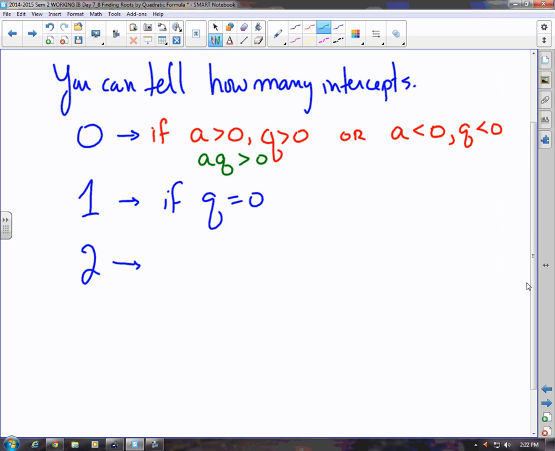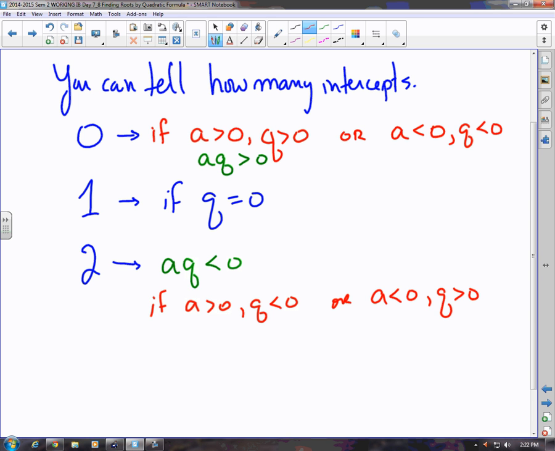All right. So how do we know then if there are going to be 2? Well, basically it's going to be sort of the opposite of the 0. In other words, if A times Q is negative, then we will have 2. So if your A is positive and Q is negative, that means it opens up, but it's been moved down, and that means you're going to get 2 x-intercepts. Or if A is negative and Q is positive, that means it opens down, but then it's been raised up so that the vertex moves up, and then you've got 2 x-intercepts. So the green ones are shorter ways to recognize that.